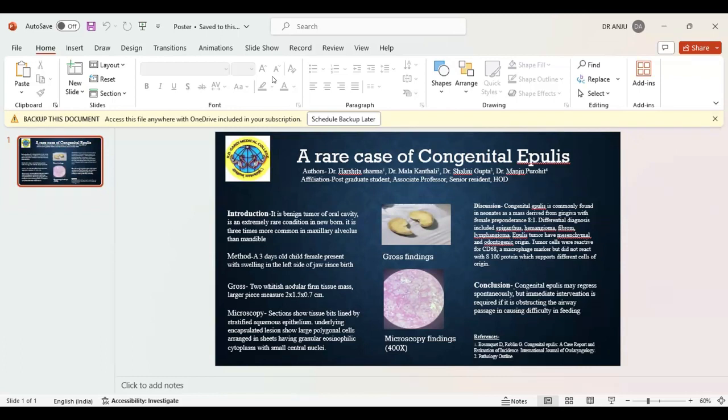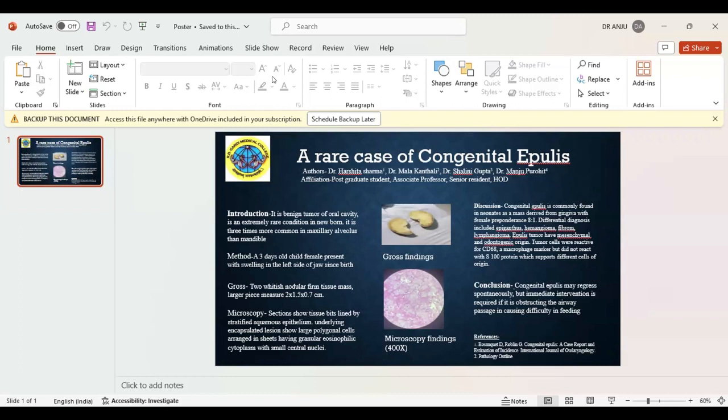That is what I'm trying to ask you. At this age, in newborns, keeping in mind the age and the morphology, why did you do the IHC? What were you thinking of? What did you want to confirm or rule out? Ma'am, maybe any tumor is there. Which tumor? Ma'am, squamous cell carcinoma. In a 3-day-old child you will think of a squamous cell carcinoma? Ma'am, I'm not sure about it. Okay, no problem.